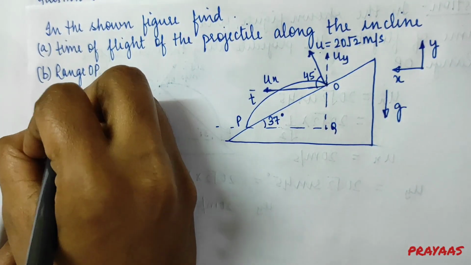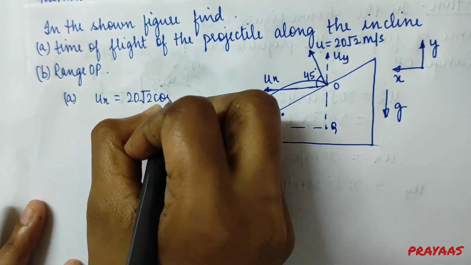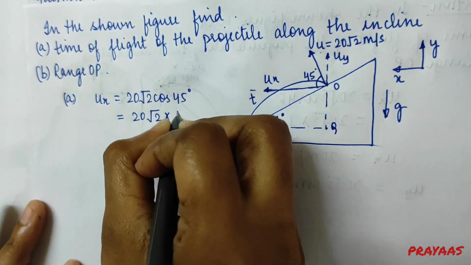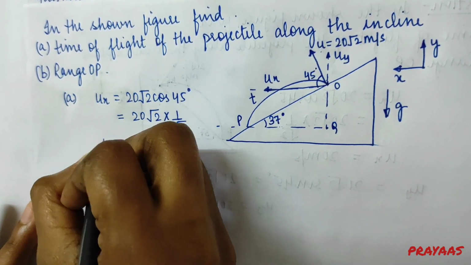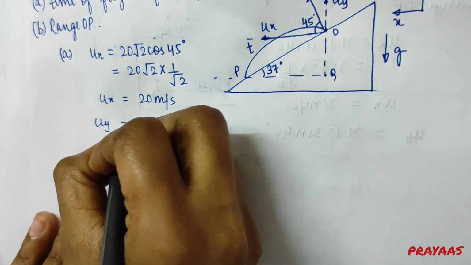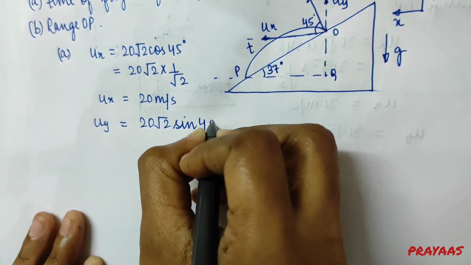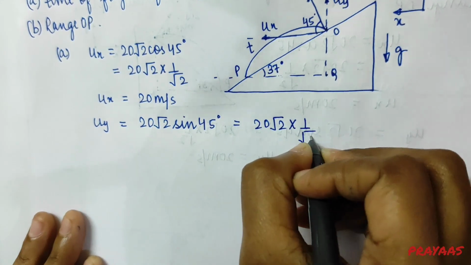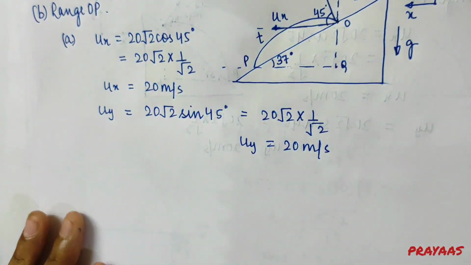So for solving, ux will be 20 root 2 cos 45. Cos 45 is 1 by root 2. So 20 root 2 into 1 by root 2 will be equal to 20 meter per second. So the value of ux will be 20 meter per second. For finding uy, it will be 20 root 2 sine 45. The value of sine 45 is 1 by root 2. So uy will be 20 meters per second.